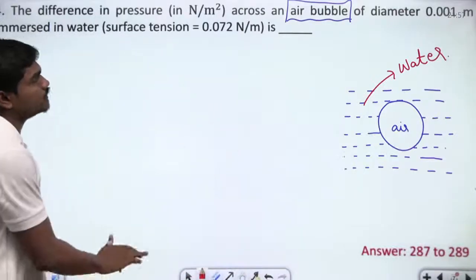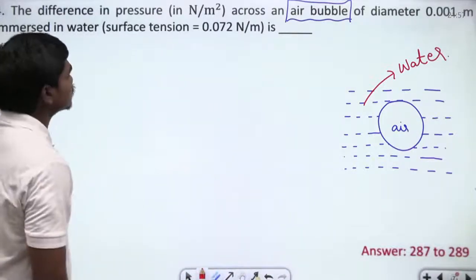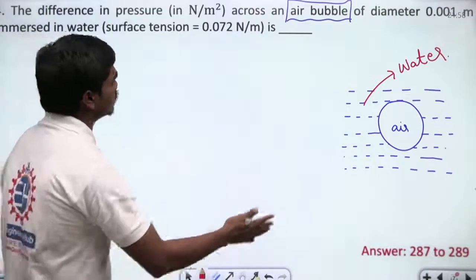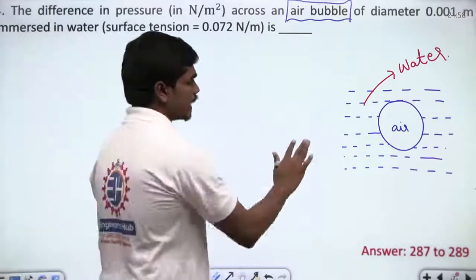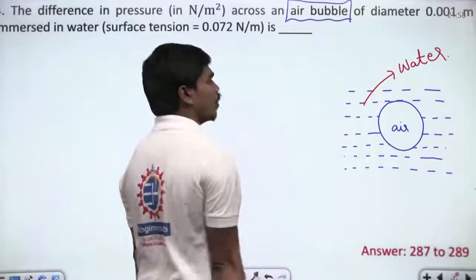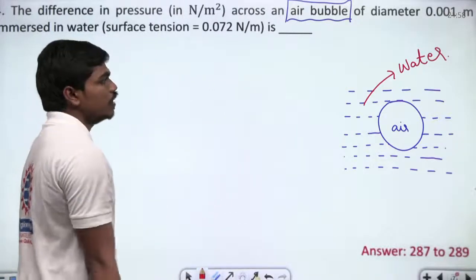Correct? So this is some air bubble. The difference in pressure across an air bubble of some given diameter, immersed in water whose surface tension is given. Now, please take note carefully, this bubble is immersed inside the water, correct?